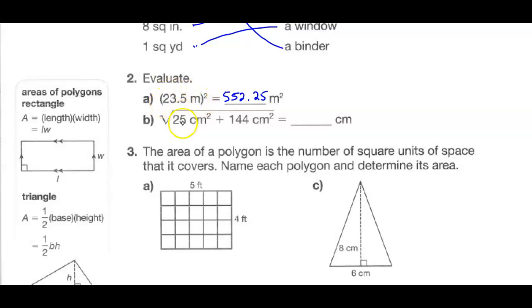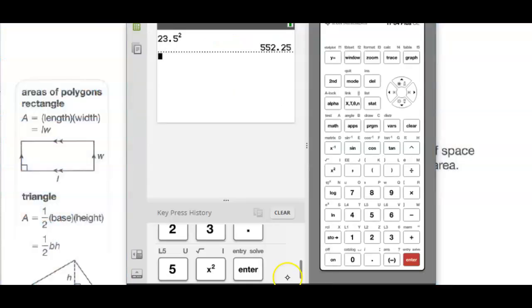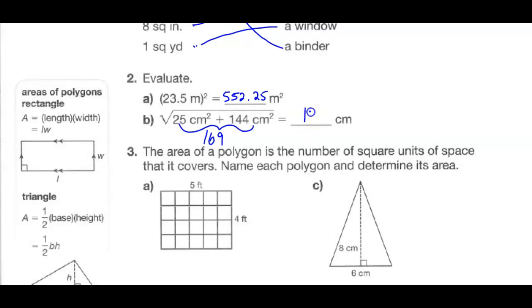Different from the last one, there were brackets around it. So we add those together and then square root. Okay, so when we add that, that's 169. And then the square root of 169, you might know it. It is a perfect square. It's 13, but you can use your calculator. Okay, and because those were centimeters squared, and then you're square rooting, you get back to centimeters.